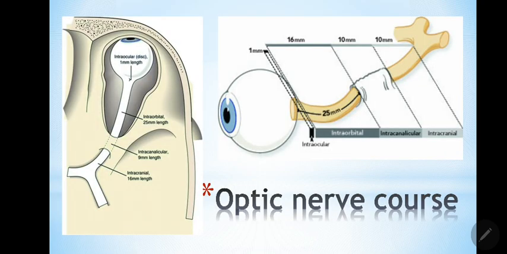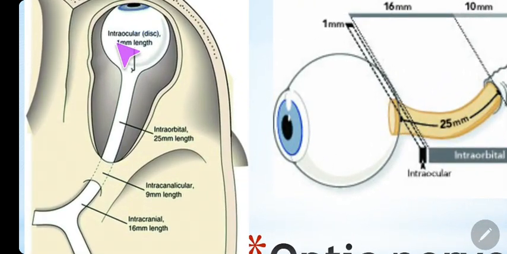What I have told you, you can see also in this diagram. They have shown the inside of the cranium, and they have cut open the roof of the orbit. Let me zoom in. Here is the intraocular portion of the optic nerve, which they have mentioned as 1 millimeter. Then this is the intraorbital portion of the optic nerve, around 25 millimeters, as I told you. Then this is the intracanalicular portion of the optic nerve, which I told you was around 5 millimeters.